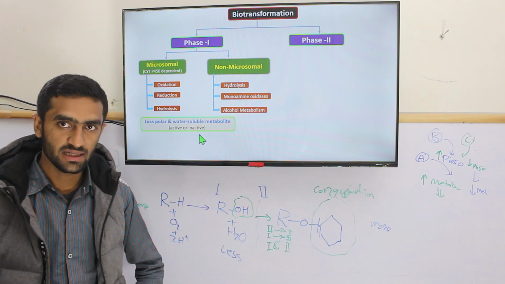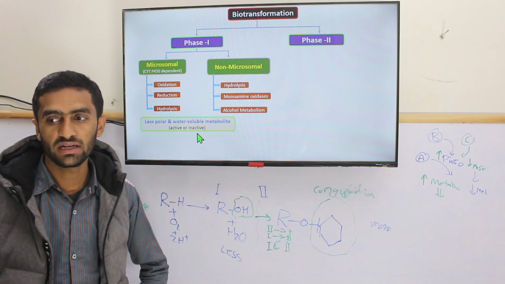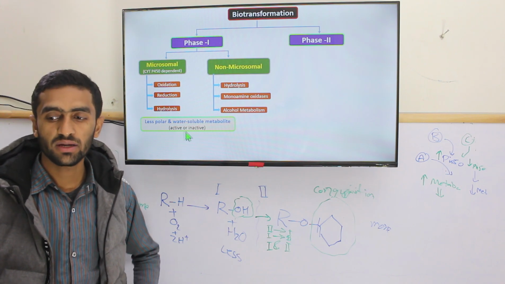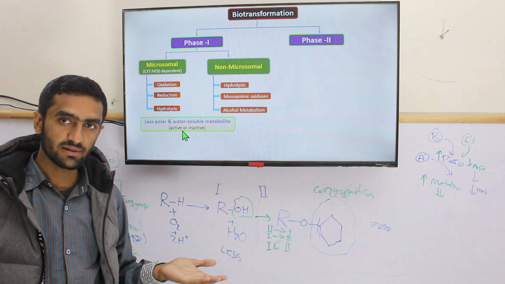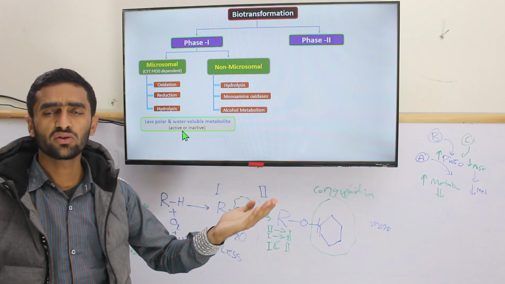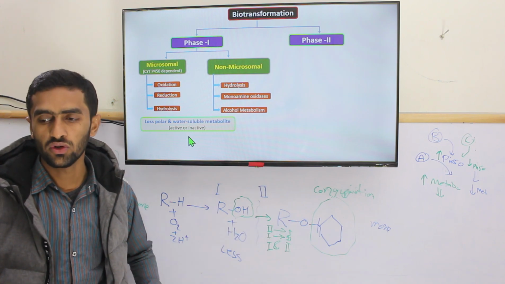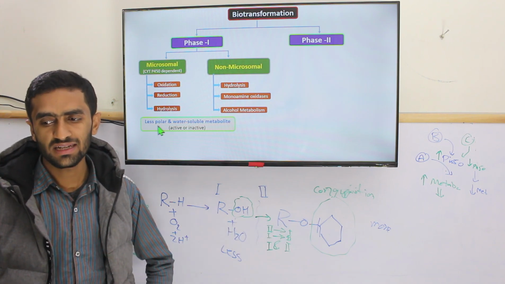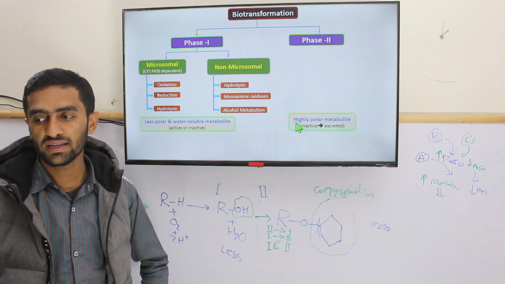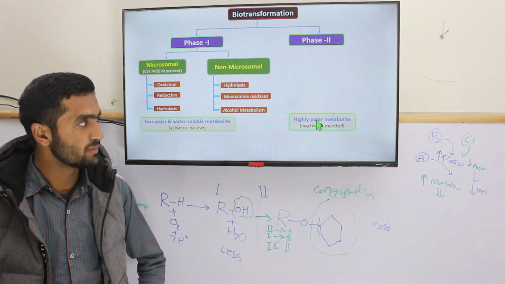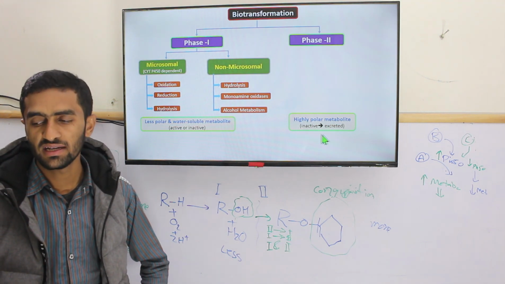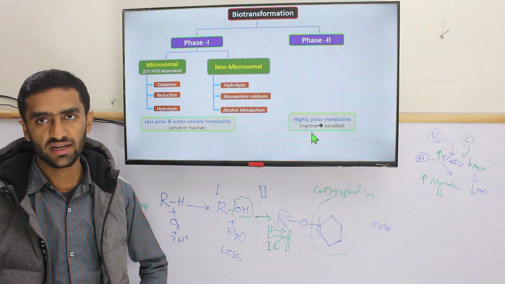After phase 1, it's not necessarily the case that your drug is active or inactive. Sometimes it may be inactive. If it's inactivated, it directly goes for excretion, with no need for phase 2. Sometimes it's less polar and unable to be excreted, so it undergoes phase 2, where it becomes highly polar and is metabolized. Most of the time, they are inactivated by phase 2.